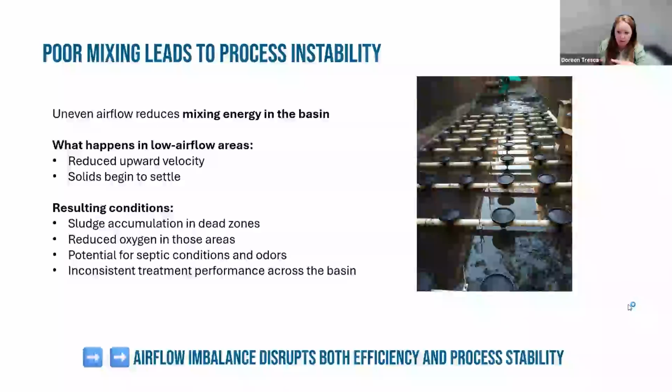but even though you're over aerating those areas, it doesn't solve the imbalance. So it doesn't make up for those areas where the airflow is lower. The result is going to be inconsistent treatment performance across your basin overall. So you're not only energy inefficient, but your treatment process isn't going to be efficient.